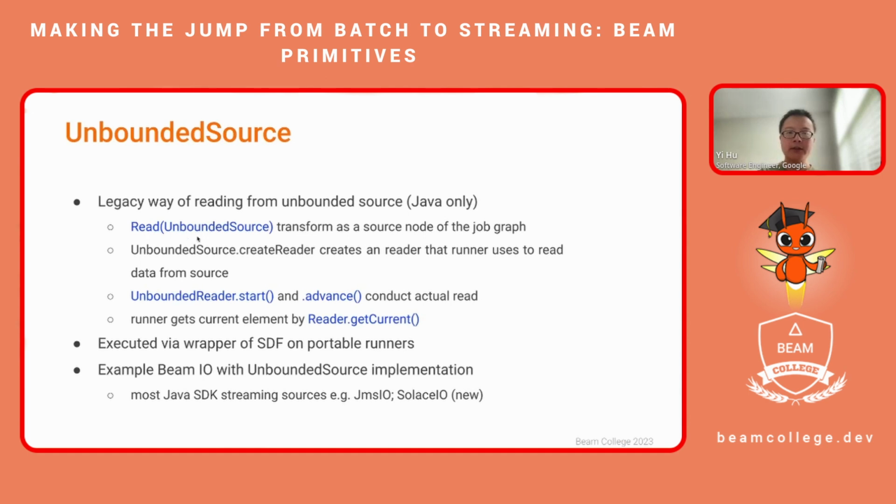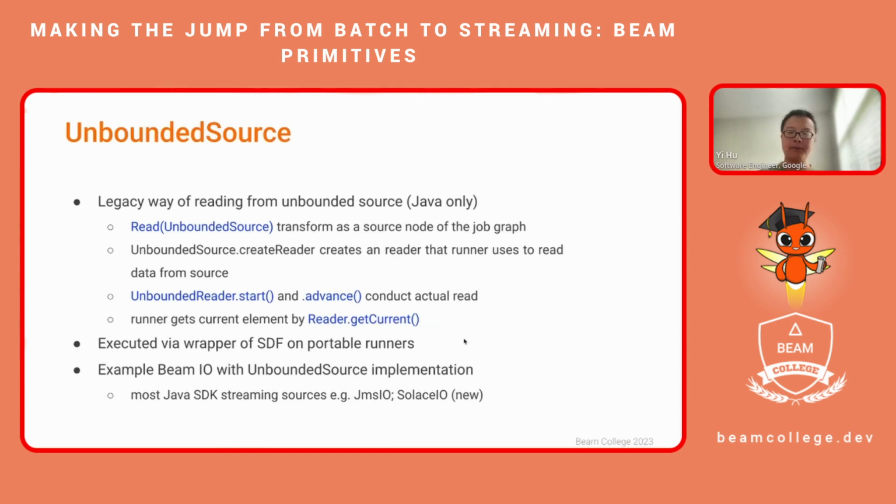And it uses a Read transform as a source node of the job graph. And the unbounded source has a method to create a reader. It creates a reader that a runner uses to read data from the source. And the reader has two basic methods, start and advance, to conduct the actual read. And the runner then gets the current element handled by the reader by the getCurrent method.